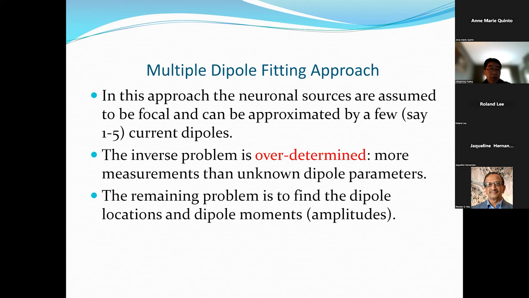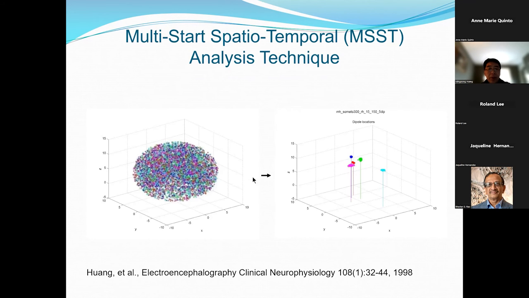Overall, in this case, the number of unknown variables is much less than the number of measurements. We're dealing with an overdetermined problem, and a traditional least square fit with a nonlinear search strategy can, in theory, give you the locations of the dipoles. In this example, we use a five-dipole fit, starting randomly many times, and the best solutions form five clusters. That's the multi-start, multiple dipole fit approach, as part of my postdoc work at Los Alamos.